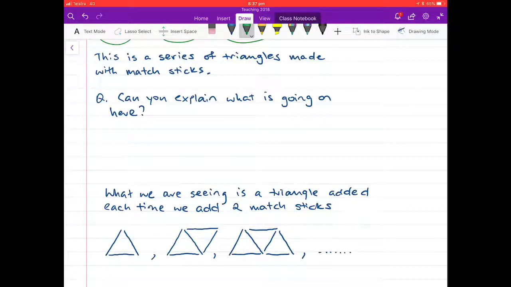Alright, so what I mean by that is, what we're seeing here with this pattern, I've just got it copied down the bottom of your screen there, is that each time we add a triangle, there are two matchsticks being added along the way. So just to illustrate that, we've got one triangle and we've got three sticks. Over here we've got two triangles and we've got 5 sticks. Okay, next one we've got three triangles and we've got 7 sticks. So we can see that each time we add a triangle, we add two matchsticks as well.